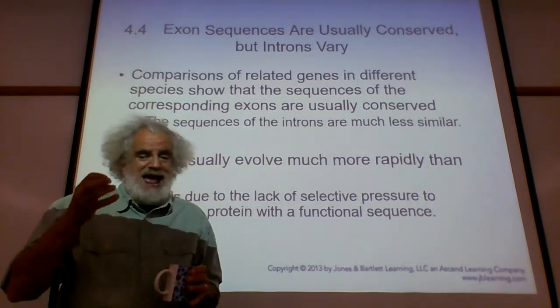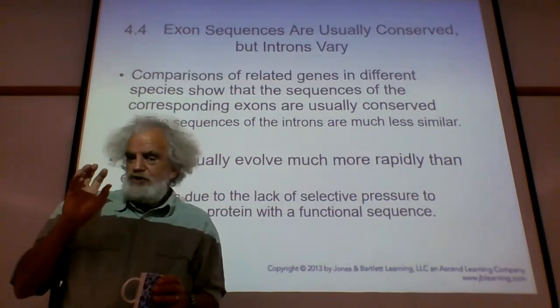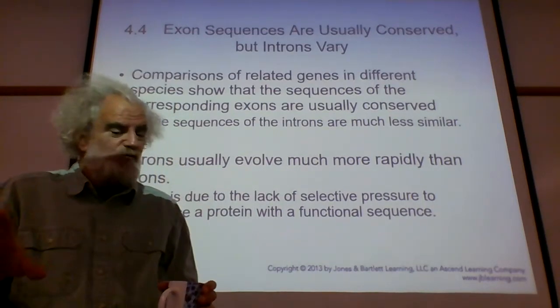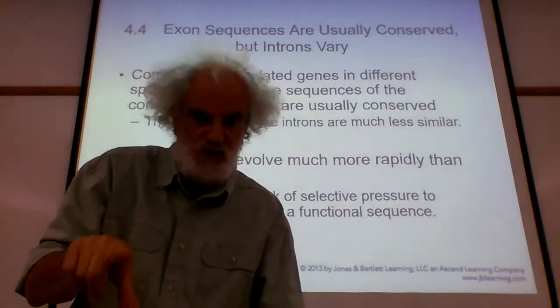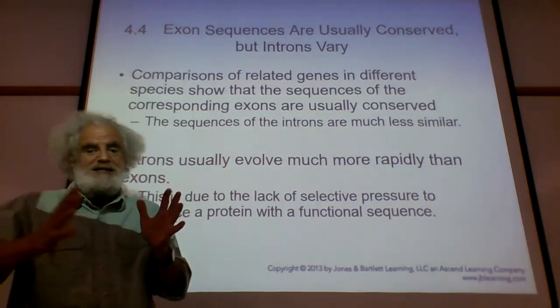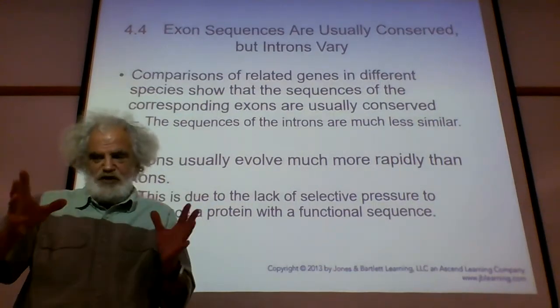Not surprisingly, exon sequences are generally quite conserved, but introns are not under any kind of selective pressure other than the invariant sequences required for splicing. They're not under selective pressure, so introns between species can be phenomenally divergent.